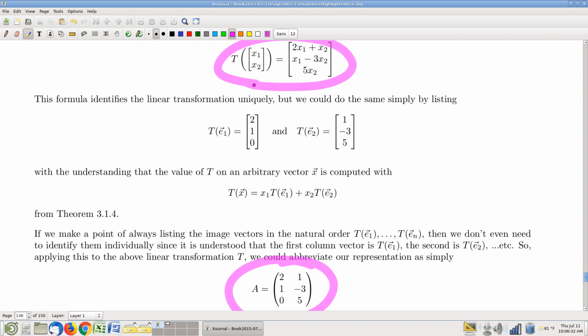Okay. Matrices get defined in different ways in different books, in different classes, different contexts. There are different definitions of matrices. This is the one that's going to be the most useful for what we're doing here.